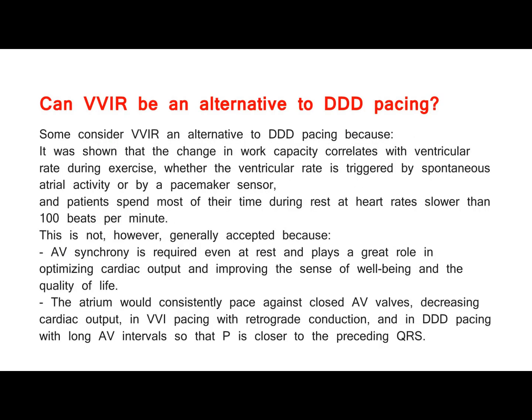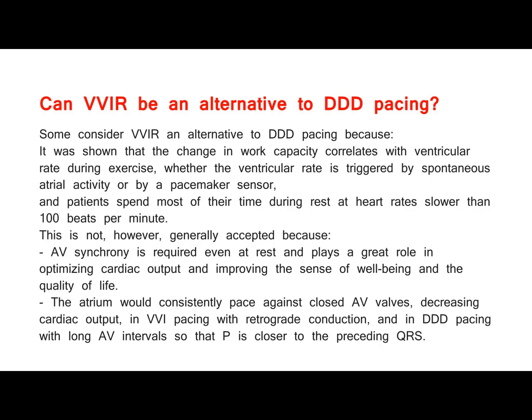Can VVIR be an alternative to DDD pacing? Some consider VVIR an alternative to DDD pacing because it was shown that the change in work capacity correlates with ventricular rate during exercise, whether the ventricular rate is triggered by spontaneous atrial activity or by a pacemaker sensor. And patients spend most of their time during rest at heart rates slower than 100 beats per minute.